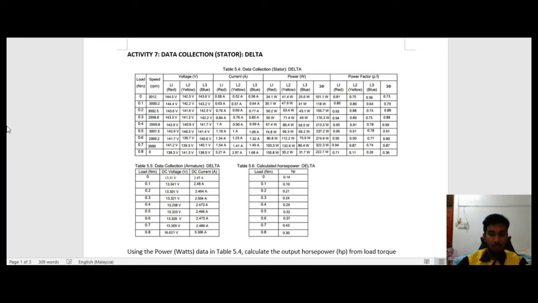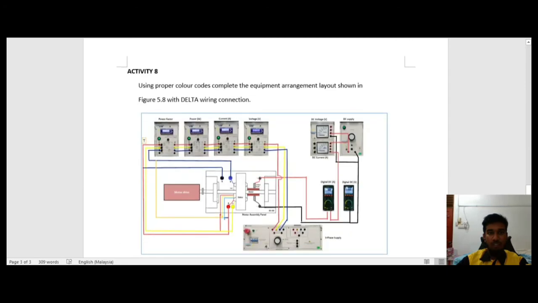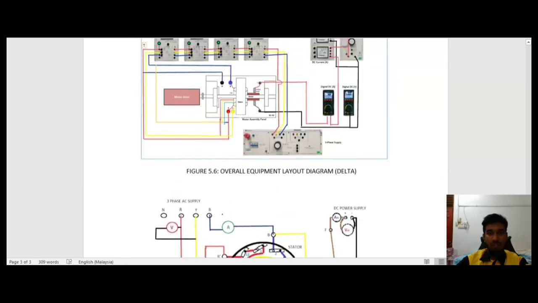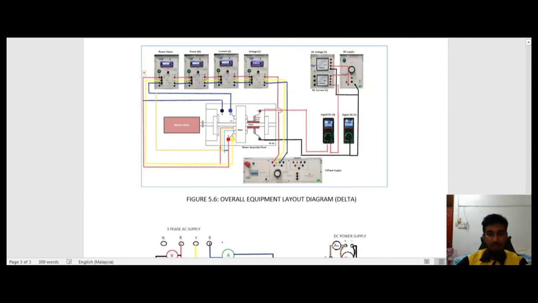Due to the motor specification, the motor functions in good condition at nearly constant speed of 3000 rpm, with a stable power factor for the load torque of 0.2 until 0.6. Then I will present activity 8, which is the wiring connection for the three-phase synchronous motor and also the overall layout diagram. Let's begin.